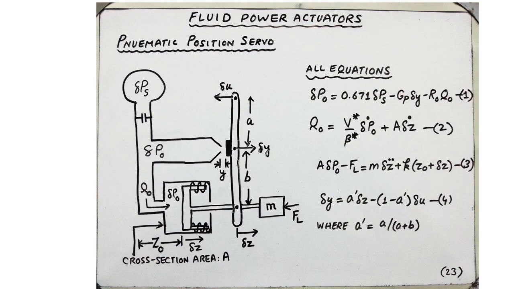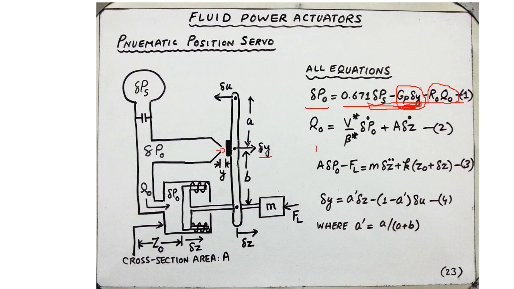If we make a list of all the equations that we have developed so far for the pneumatic position servo, the first equation describes the fluid pressure difference across the piston cylinder, with the pressure drop, that is this term R naught Q naught, and the input pressure supply delta PS. There is some pressure loss due to this nozzle, and that pressure drop is essentially regulated by this displacement delta Y, which amounts to the distance between the nozzle and the flapper.